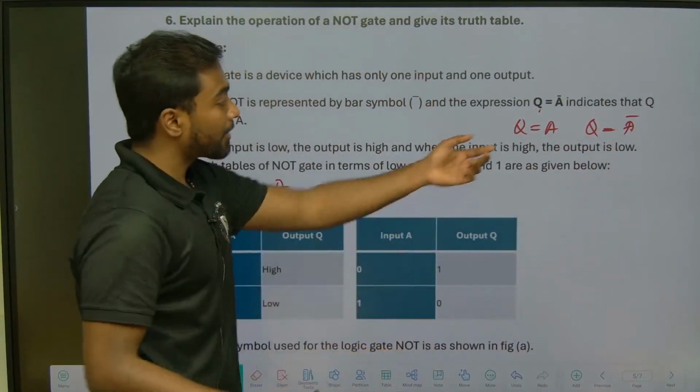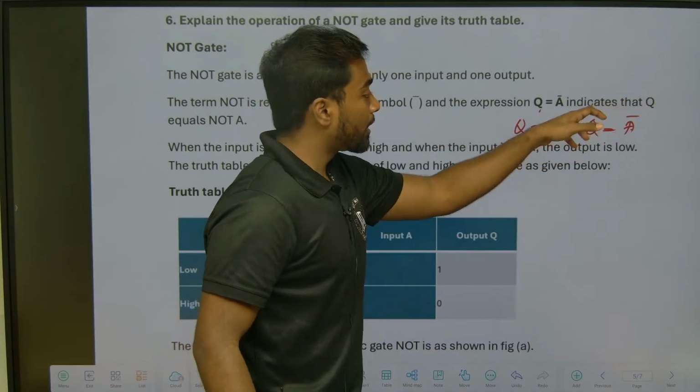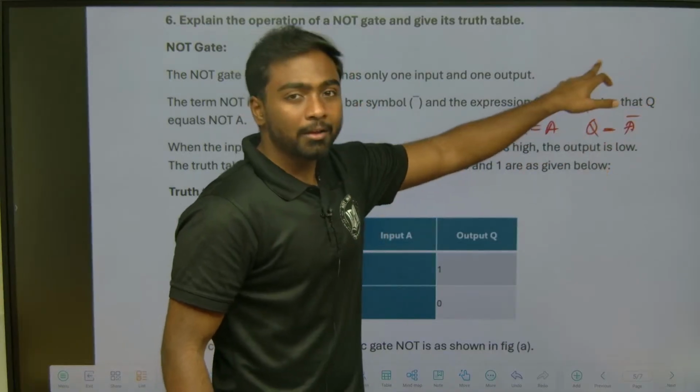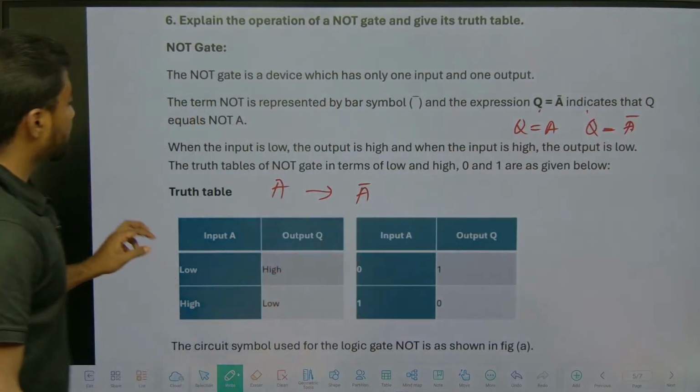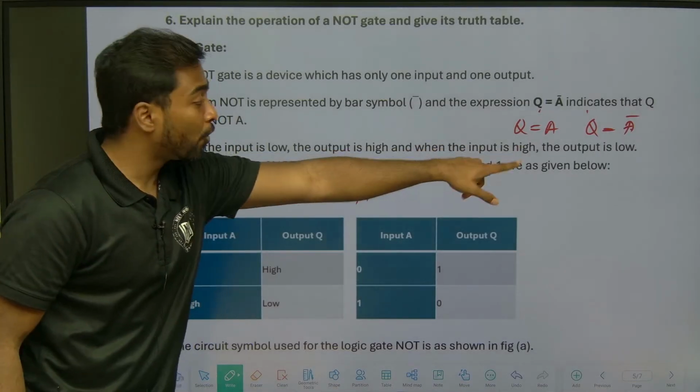Why? Because I can't say it's equal. If input becomes low, output becomes high. When input becomes low, output becomes high. Input high, output low. Got it? So when the input is low, output is high. When the input is high, output will be low.